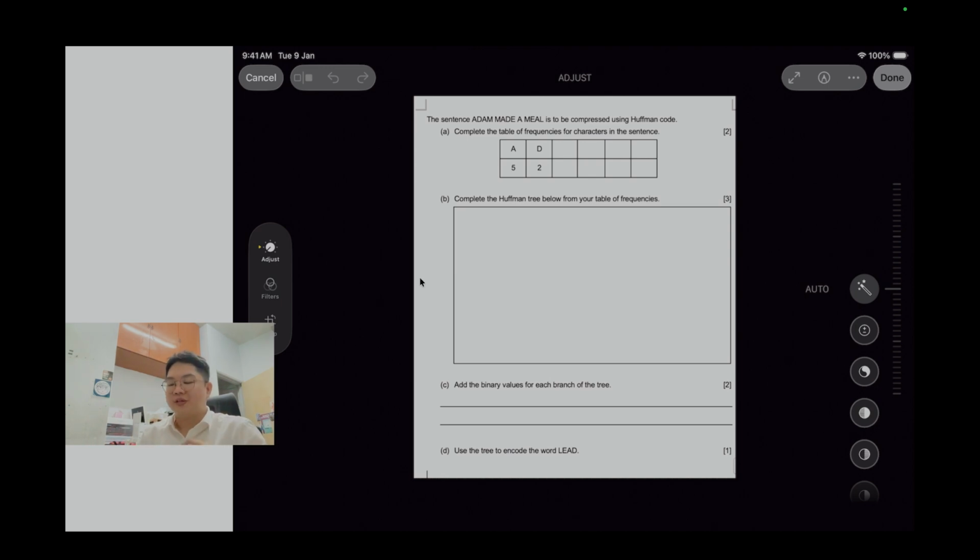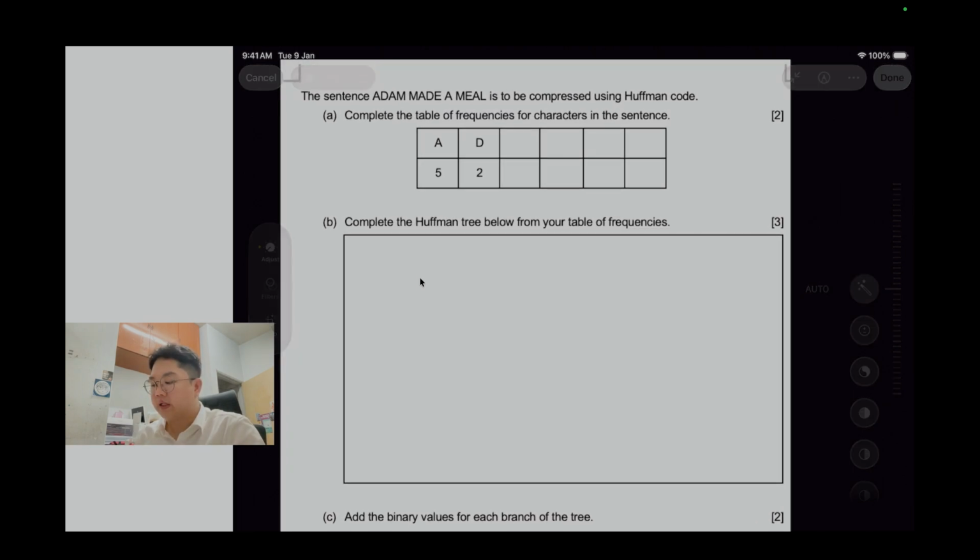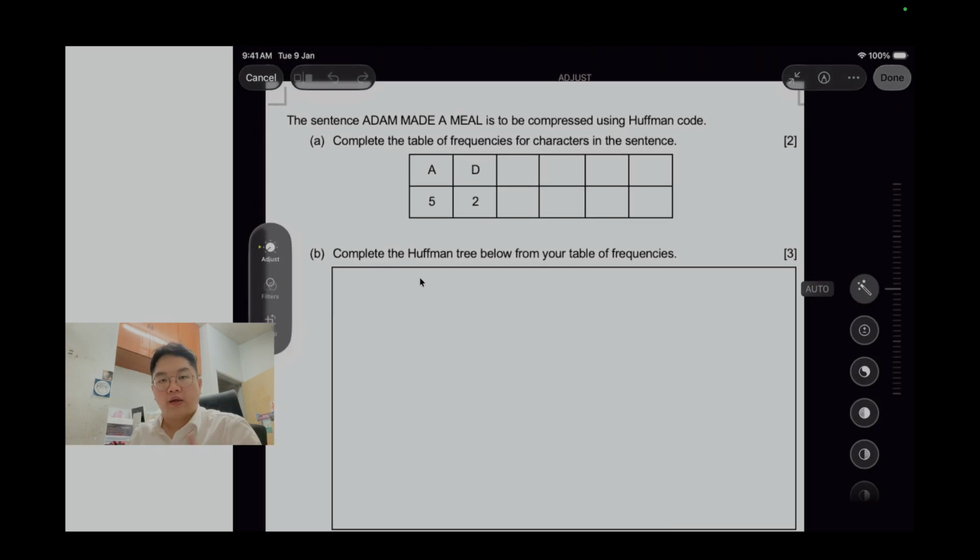So here goes. Here's a question about the Huffman tree where we use the sentence "Adam made a mu", and then we're going to create a Huffman tree for this one. Here a table has already been made for us, and that's the frequency table. A has been repeated 5 times in the sentence "Adam made a mu", and D is repeated 2 times in that sentence. Now what I'm going to do is fill up these things.